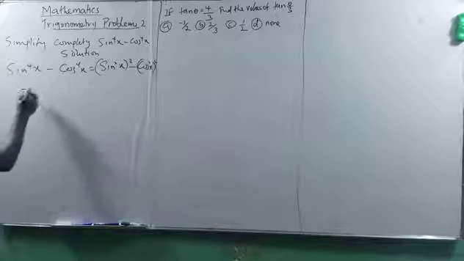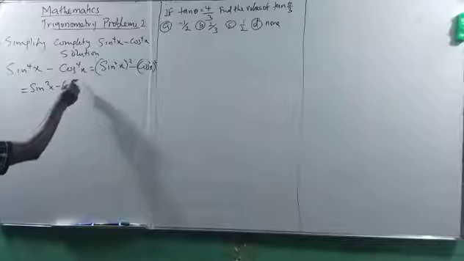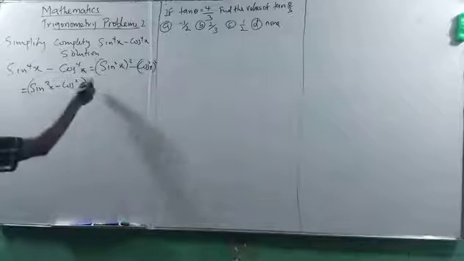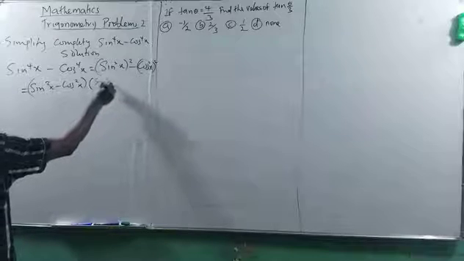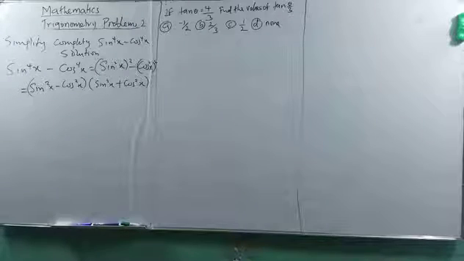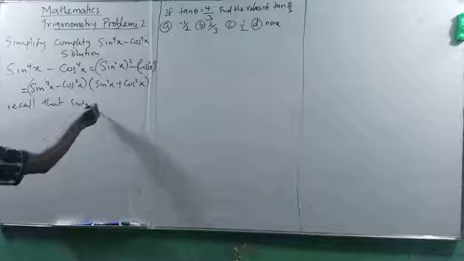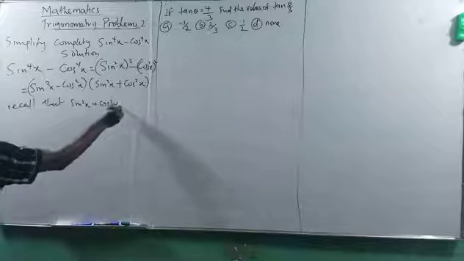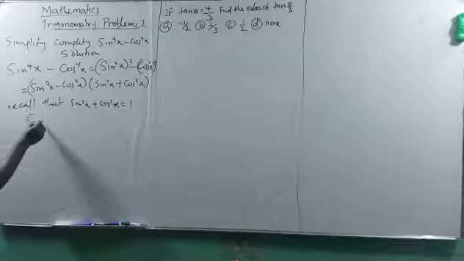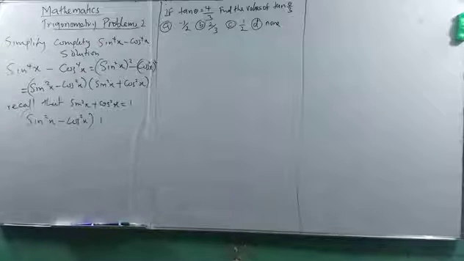It means at this junction, I can see that sine square x minus cos square x bracket of sine square x plus cos square x. Now, that is a difference of two squares. And for me to have something like this, recall that sine square x plus cos square x equals 1. It means I'm saying that cos square x and sine square x bracket of 1. Now, this is giving me 1.